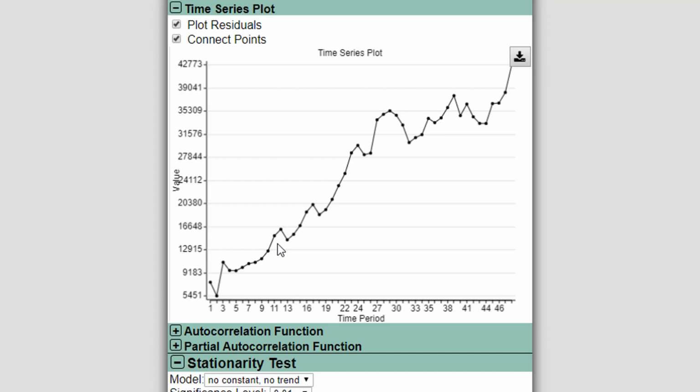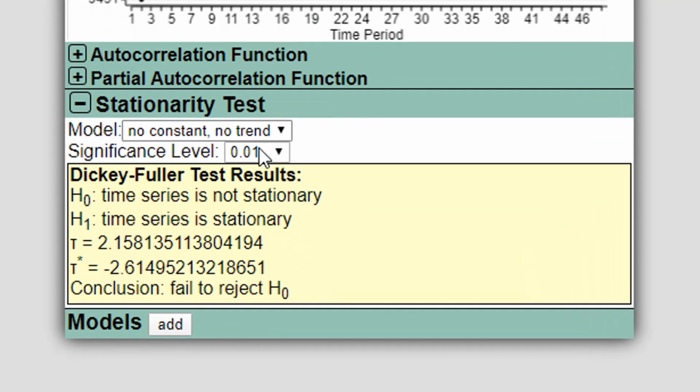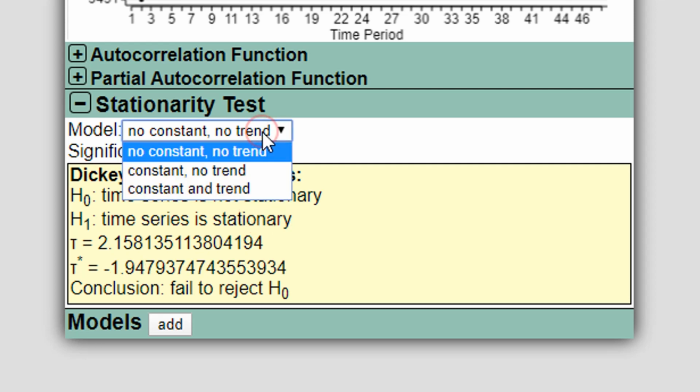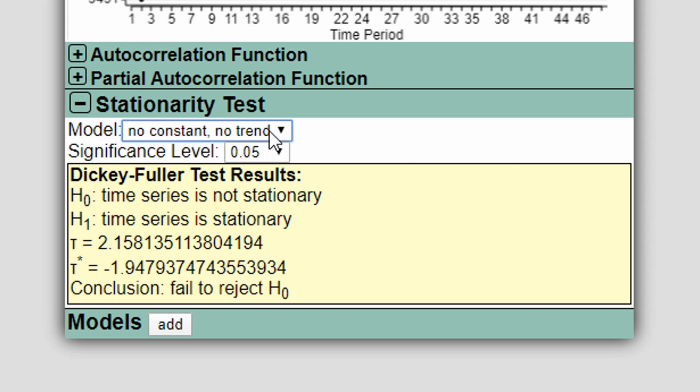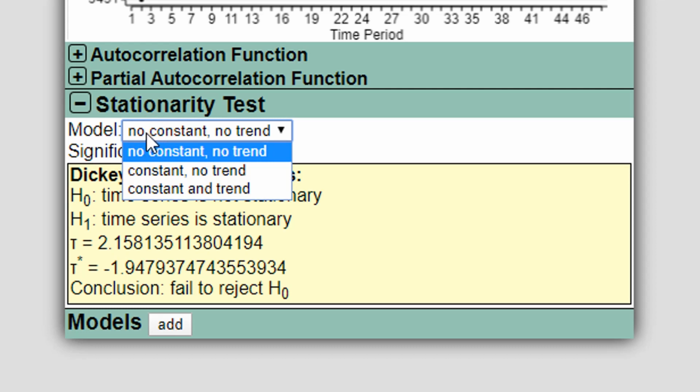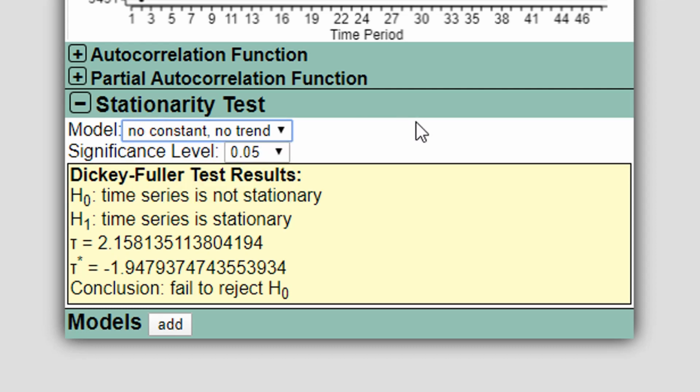Anyway, the stationary test is a Dickey-Fuller test, and you can set the significance level, and you can choose one of three types of tests. The first model is to test with no constant and no trend. The second is with a constant and no trend, and the third is with a constant and a trend. Depends on how.